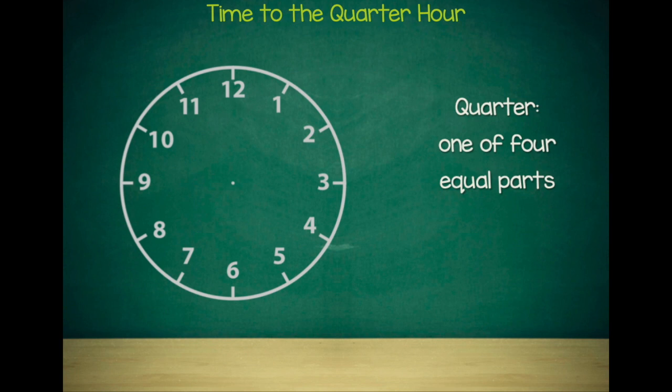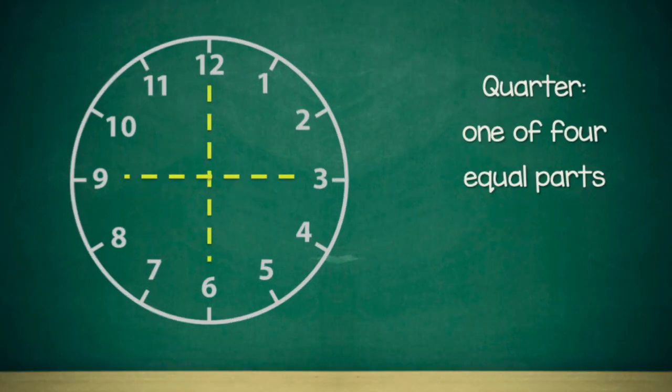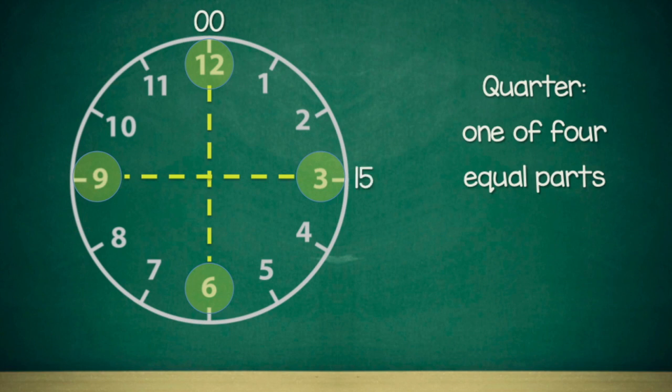The first thing we're going to do to this clock is divide it into 4 parts. We will now focus on the 4 numbers involved in the quarter of an hour. These numbers are 12, 3, 6, and 9. In today's lesson, we will focus on the minute hand. Now, on the minute hand, these numbers will represent 0, 15, 30, and 45.